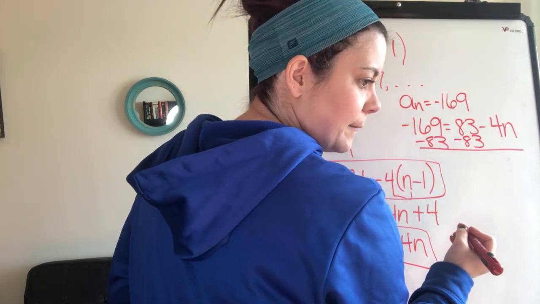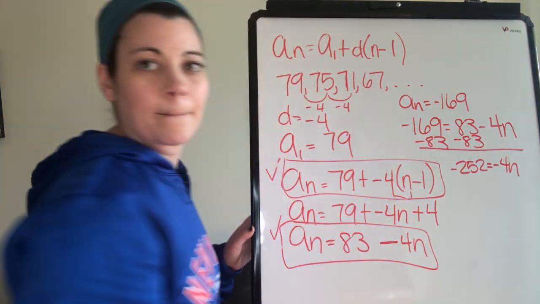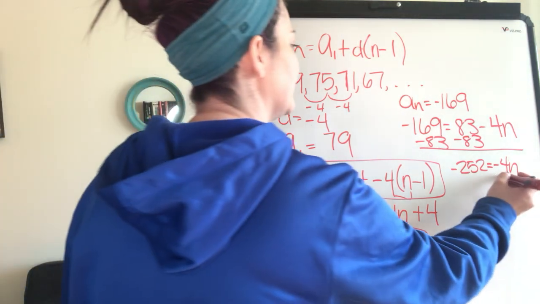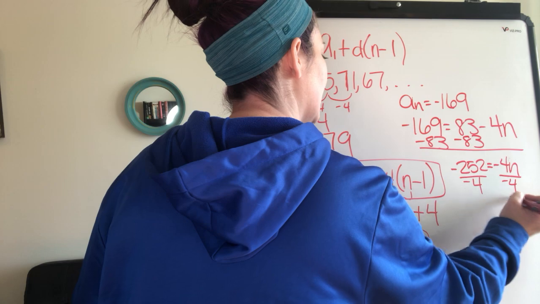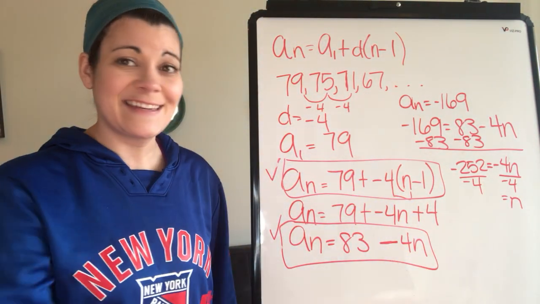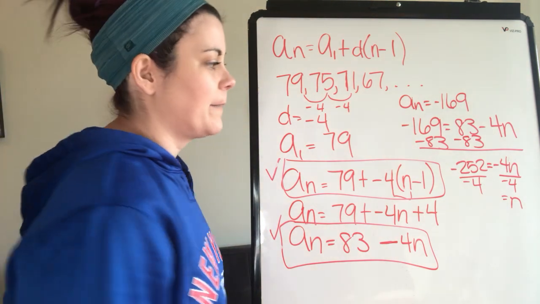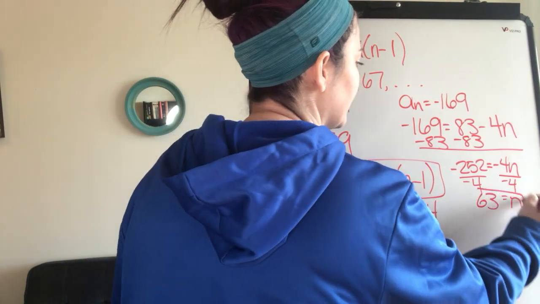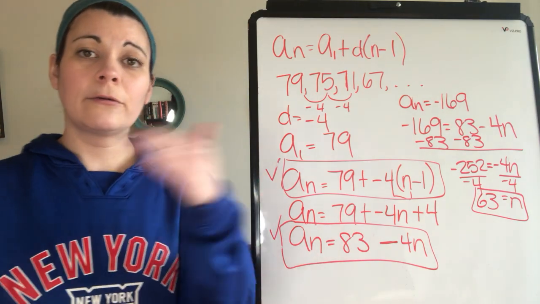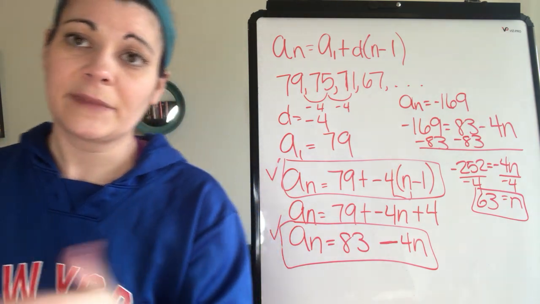We get negative 252 is equal to negative 4n. Divide by negative 4. Again, lots of solving equations, and you've got to make sure you have solving equations down to do algebra because it's everywhere in algebra. So n is equal to 63. That means the 63rd term in the pattern is negative 169.